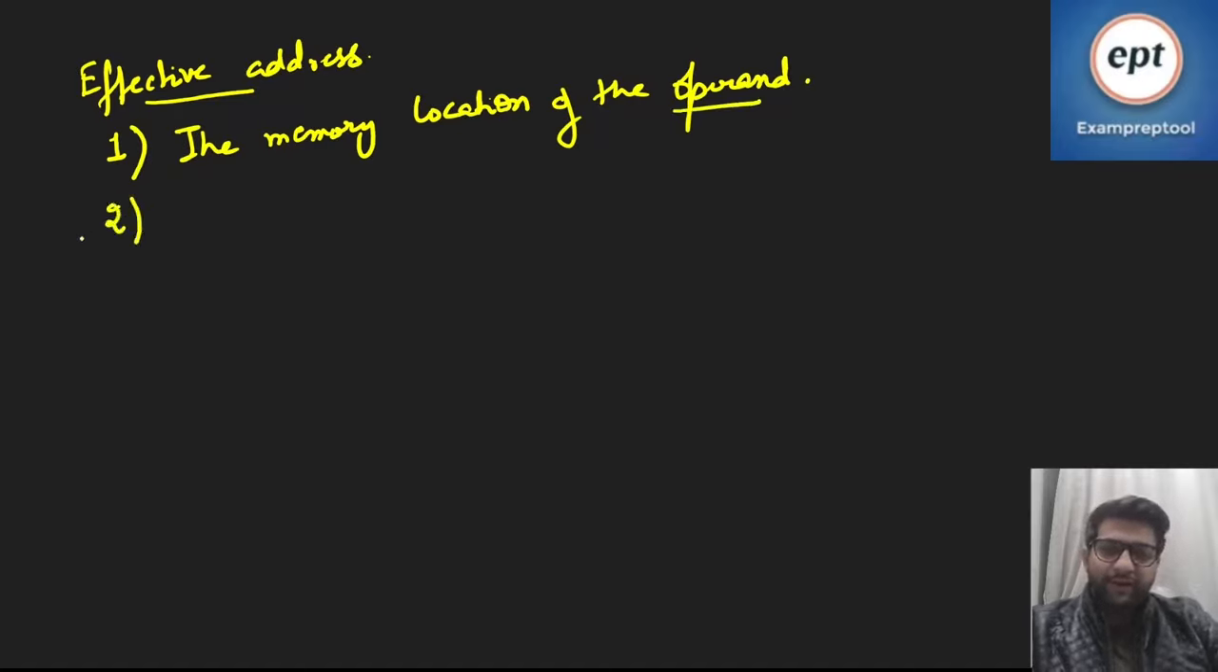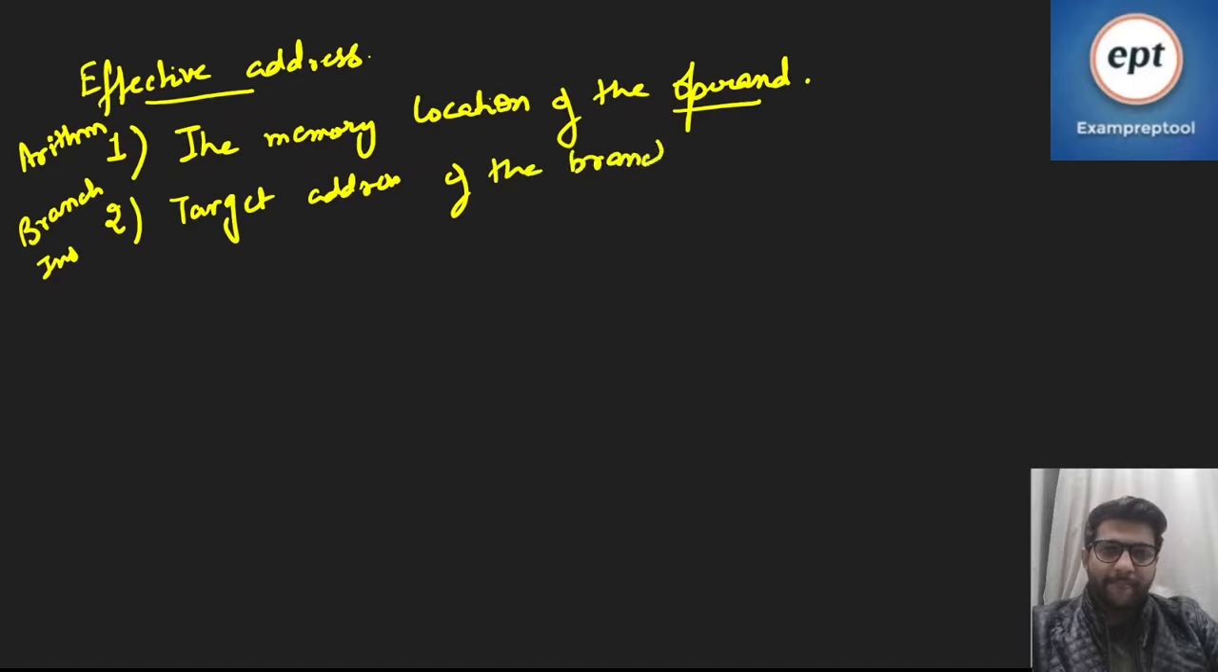These are for arithmetic operations, and if it is a branch instruction, then the target address of the branch is the effective address of these types of instructions. So there are different definitions for arithmetic instructions and branch instructions. So you should remember this concept of effective address.